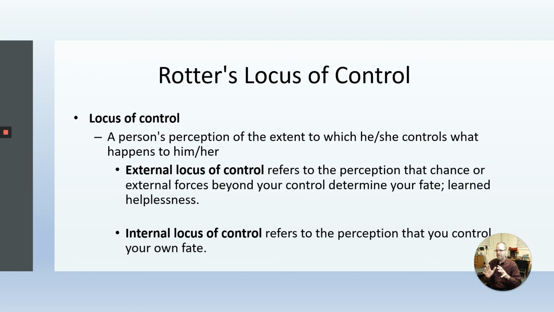So a person's perception of the extent to which he or she controls what happens to him or to her. There's an external locus of control. There's an internal locus of control. The external locus of control refers to the perception that chance or what's going on outside of me, if I take a passive position, then whatever's going on outside of me is controlling what I'm doing. I can sort of blame it on stuff outside of me. What's happening here is because of all that out there.